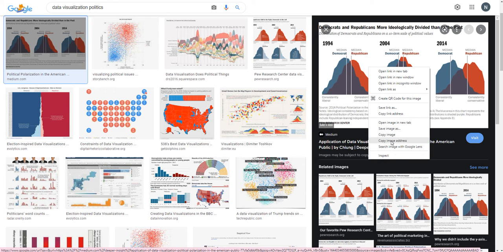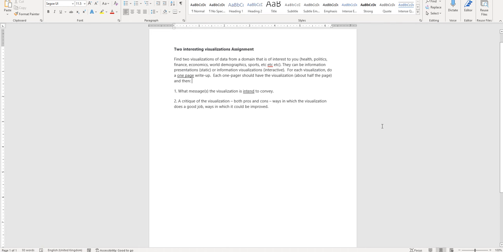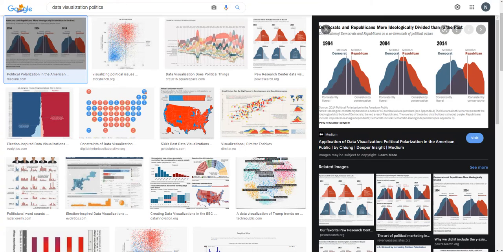copy the visualization into your document and describe what its purpose is. If you check here, the message that is conveyed in the image should be explained clearly. Then you can understand it from the graph itself.